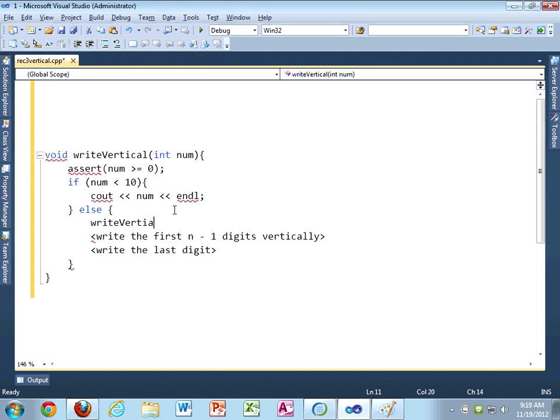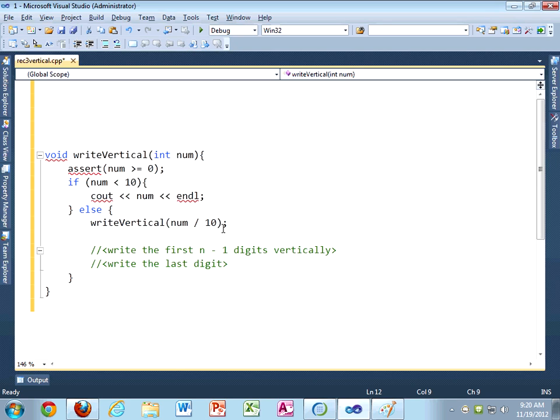I'll do it here. So we're going to call right vertical, and the argument will be num divided by 10, right? Because that basically just gives us the first n-1 digits of the number. Okay, so we got that done. Actually, I might just leave these up here.